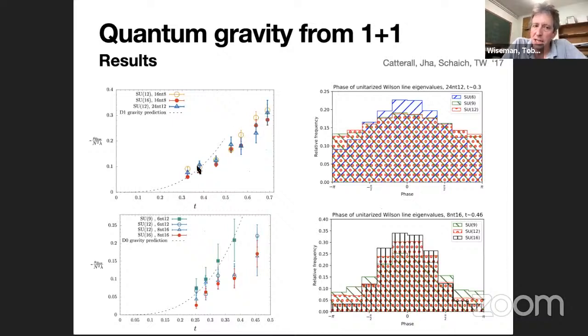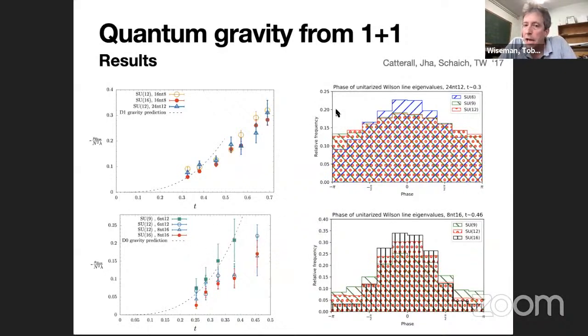Furthermore, we can actually study the thermal behavior of the two phases. So here's an example. This is the prediction, this dashed line. This is as we're coming down to low temperature in one phase and in the other. And they give reasonable agreement. There are still big errors, but reasonable agreement.